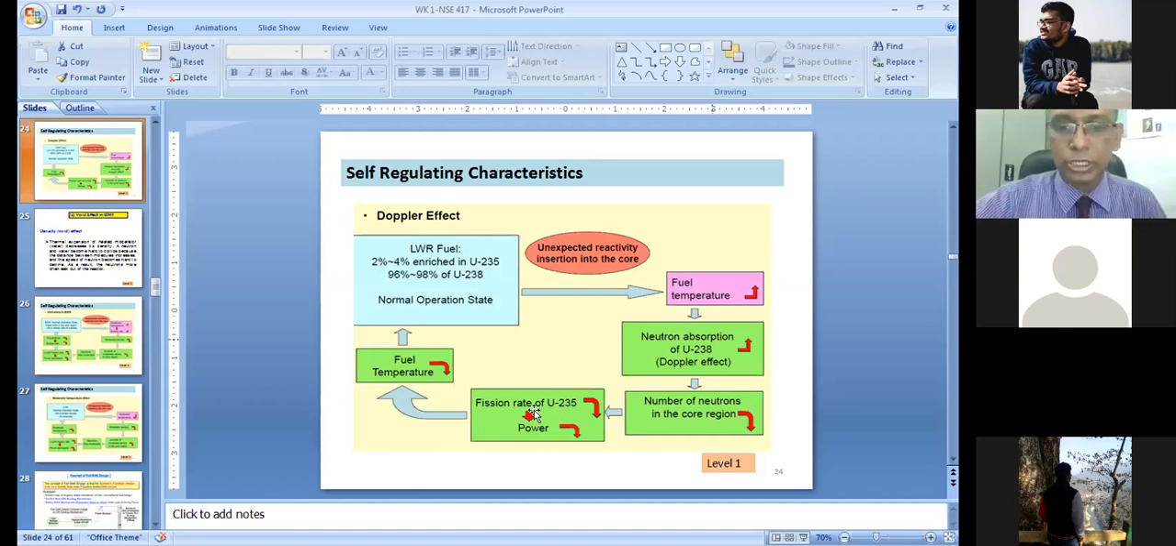reduced. Fission, if it is reduced, the power will be reduced. And again, if power is reduced, the temperature of the fuel will be reduced.